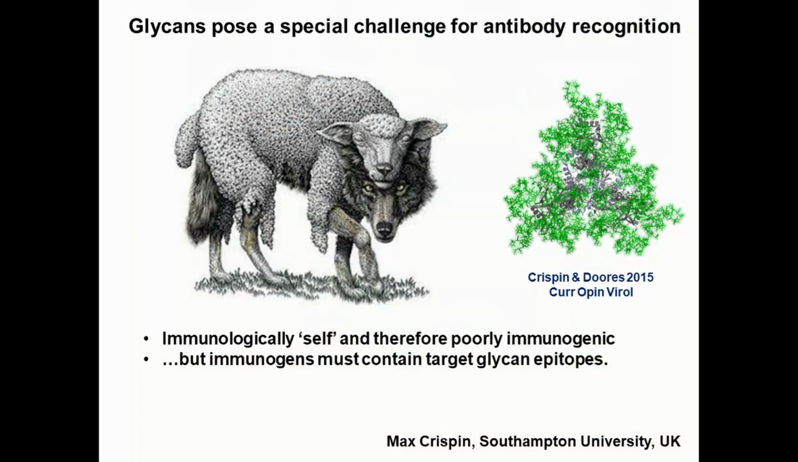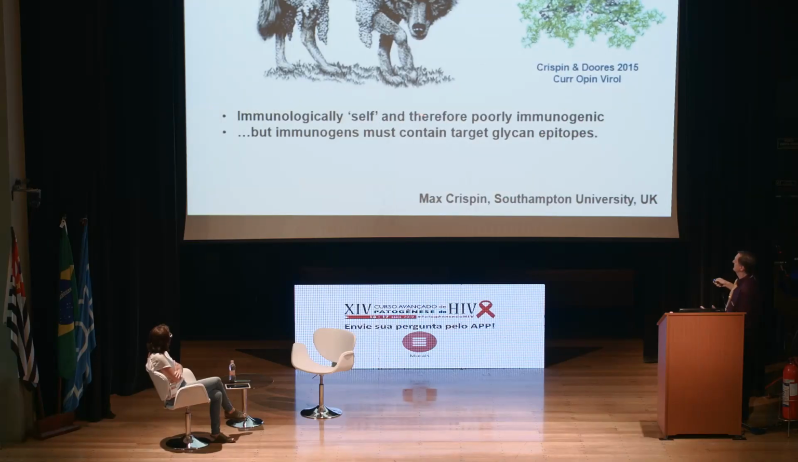So glycans are immunologically self. It's a wolf in sheep's clothing. This shields. This is wool. It shields the wolf underneath. And the glycans are not recognized. They're generally very poorly immunogenic.